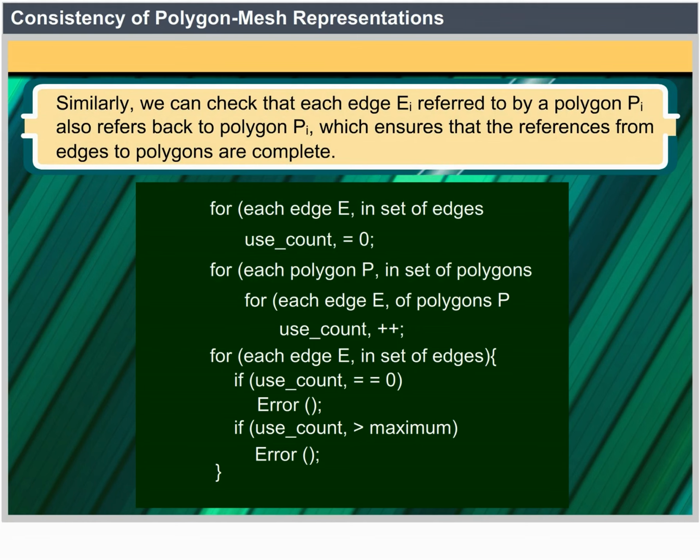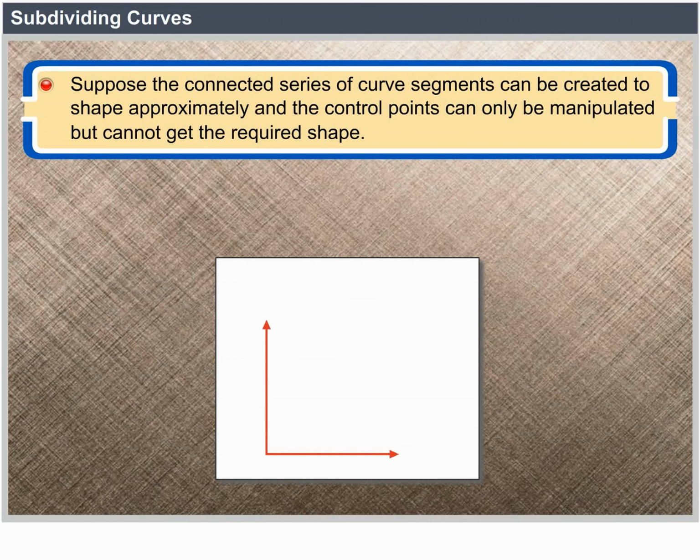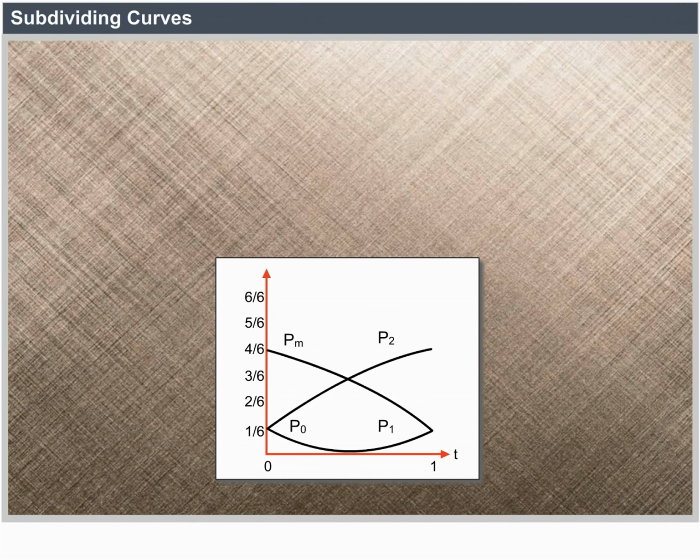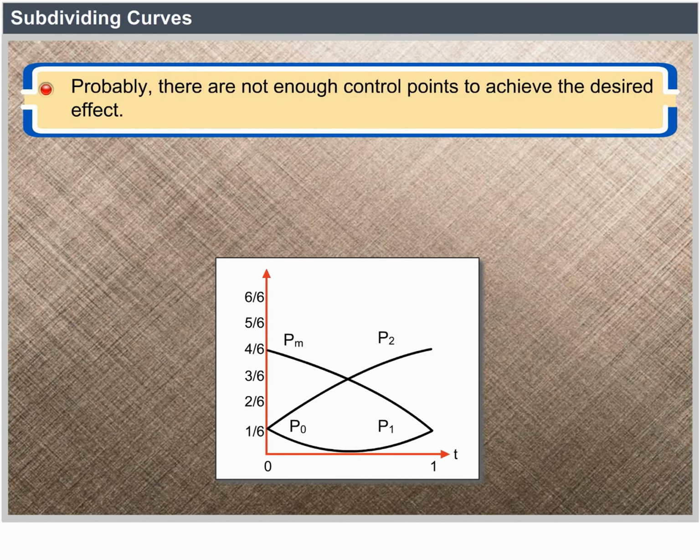Subdividing curves. Suppose you have just created a connected series of curve segments to approximate a shape you are designing. You manipulate the control points, but you cannot quite get the shape you want. Probably there are not enough control points to achieve the desired effect. There are two ways to increase the number of control points.